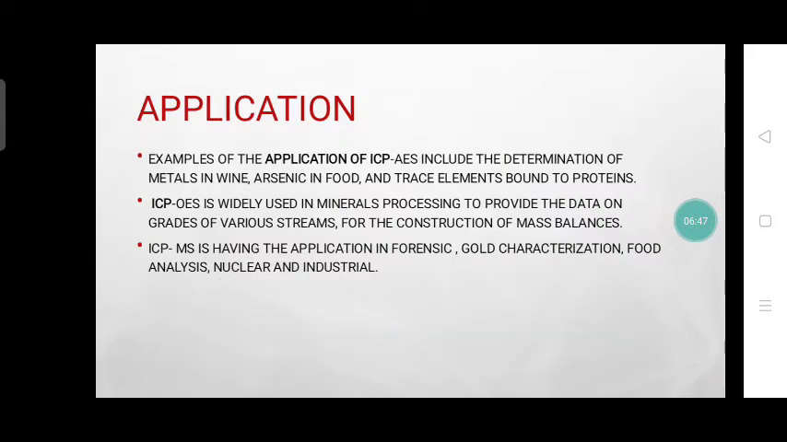The application of ICP sources. Examples of application of ICP AES include the determination of metals in wine, arsenic in food, and trace elements bound to proteins. ICP OES is widely used in mineral processing to provide data on grade of various streams for the construction of mass balance. ICP-MS has applications in forensic, gold characterization, food analysis, and nuclear and industrial areas.